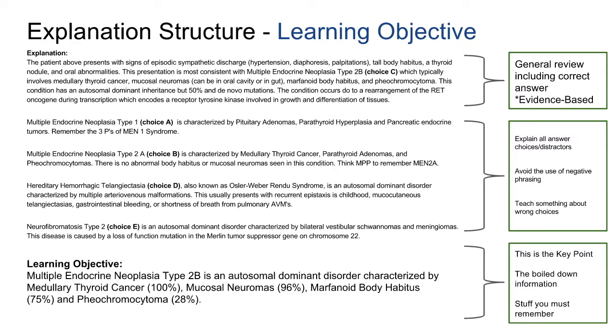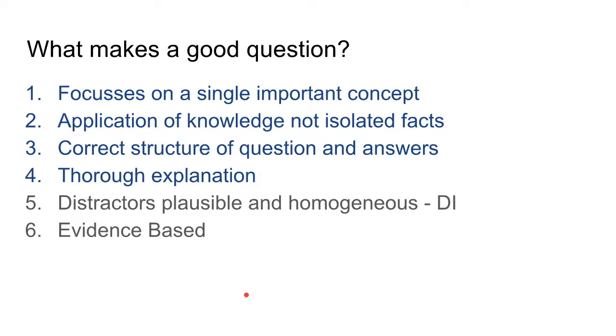Finally, to top off the end of the explanation, you're going to put the learning objective. This is the boiled down key point, the stuff that you must remember, so people who are in a rush can really understand. So there it is. It just says medullary thyroid cancer, mucosal neuromas, and Marfanoid habitus with pheochromocytoma is part of MEN 2B syndrome, which is autosomal dominant.